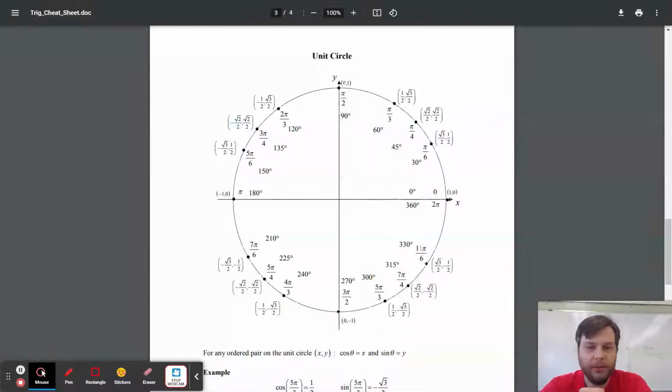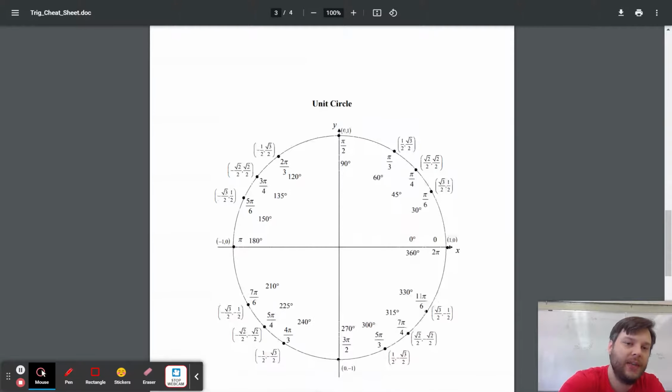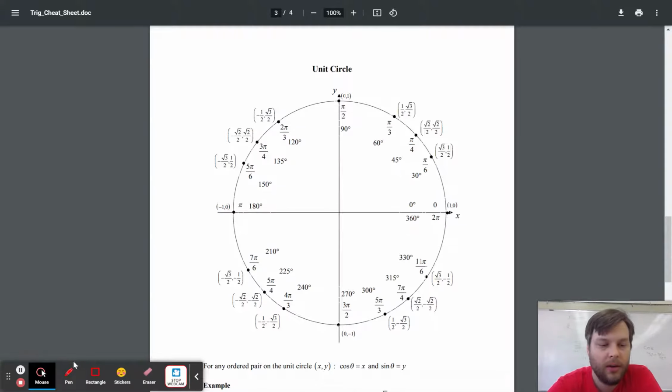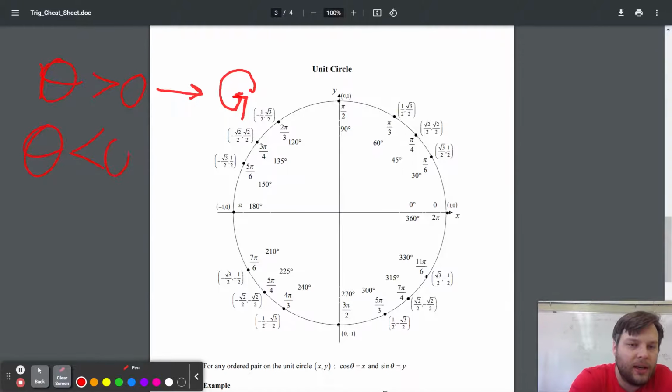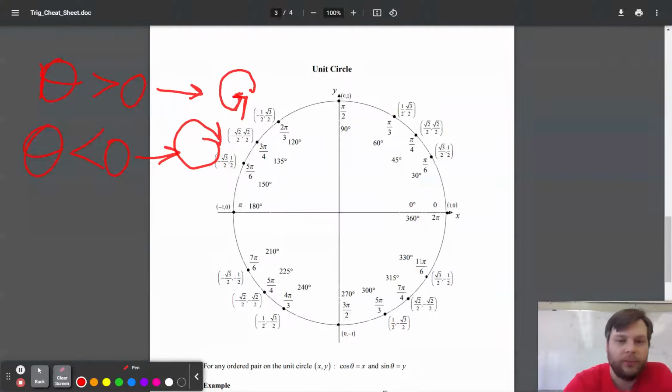One thing I want you to notice about the unit circle is the direction of rotation. If you have a positive angle, so if your angle is greater than 0, that means that you are rotating counterclockwise. But if your angle is less than 0, you're rotating the opposite direction, rotating clockwise. So for some people, if they see a negative angle, they just go clockwise the same amount of distance that the positive angle would have gone counterclockwise.